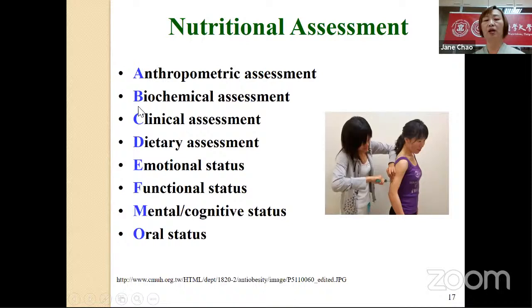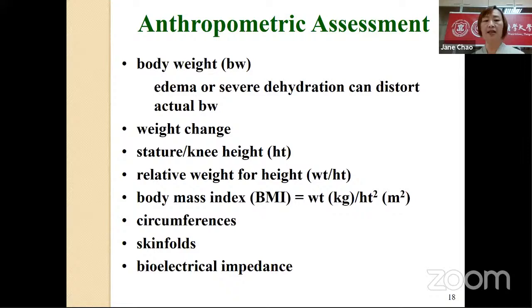So I will go through all the assessments very quickly. Anthropometric assessment includes body weight, weight change, height, relative weight for height, body mass index, and circumferences. There are several circumferences; I just mentioned mid-arm circumference and calf circumference in the MNA questionnaire, and also skin folds. Finally, there is body composition, measured by bioelectrical impedance analysis. We call it BIA analysis. Those are what we call anthropometric assessments.